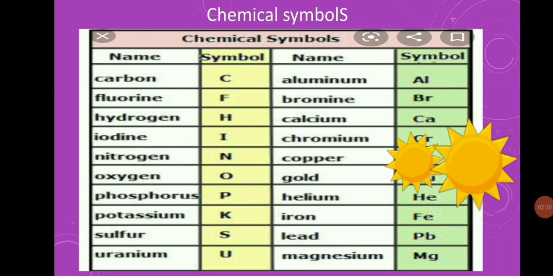Now, the next term is chemical symbol. Chemical substances are often represented by symbols. The symbols of different elements are represented by letters of the English alphabet. Now you can see in the picture that carbon is symbolized as the capital letter C. Fluorine's symbol is capital F. Hydrogen's symbol is capital H. Iodine's symbol is capital I.